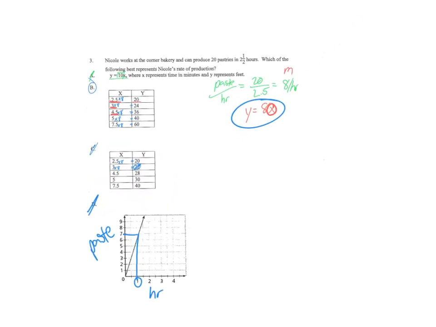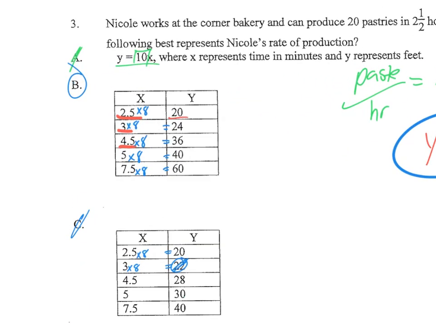All we did is we found out how many she could do in 1 hour. We took 20, divided it by 2.5. So we knew our equation was going to be y equals 8x. And we just plugged it into the table and figured out which one was going to work best for us.